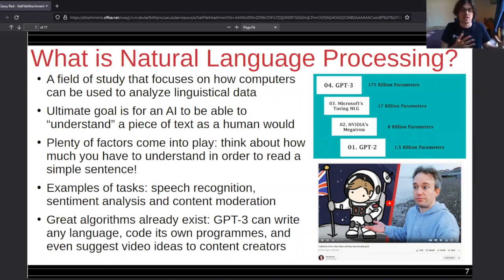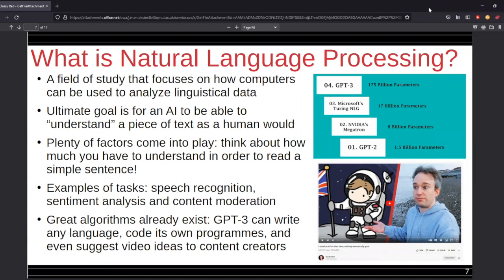In order for an AI to be able to understand this stuff as a human would, you'd kind of need to be able to hard code this ability. You'd have to understand it yourself in order to get the proper data inputs. But we can do a pretty good facsimile of this. We can do a pretty good approximation. Now, there are plenty of factors that come into play here. Think about just how difficult it is to actually understand a simple sentence. Now, for a human, this is intuitive.